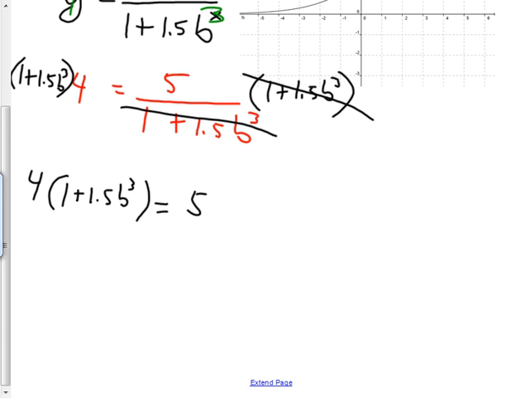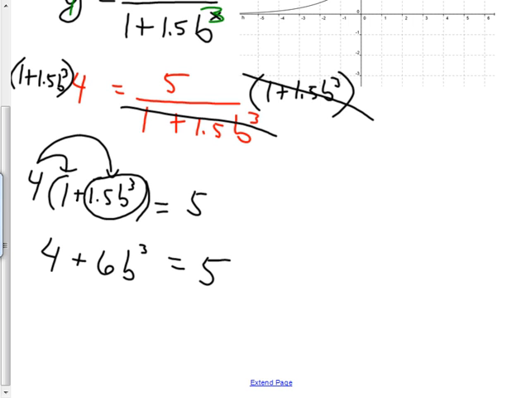Now, already it looks a lot better to me because it doesn't have a fraction. But I need to now multiply it out. 4 times the 1 is 4, and 4 times that. Now, some people make the mistake of thinking they have to multiply twice in there because there are 2 parts to it. But this is all just one term. So I go 4 times the 1.5 would give me 6, b cubed equals 5.